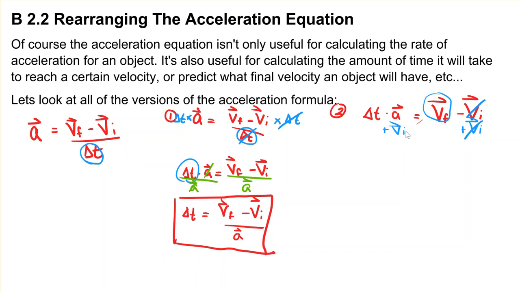Okay, here we go. What do we have left over? On the right-hand side, we've got VF all by itself. So I'm going to write that on the left-hand side. I know I said it's on the right-hand side, but you can just swap sides. VF is equal to, the way you usually see this, A times delta t, which is the same thing as delta t times A, plus VI.